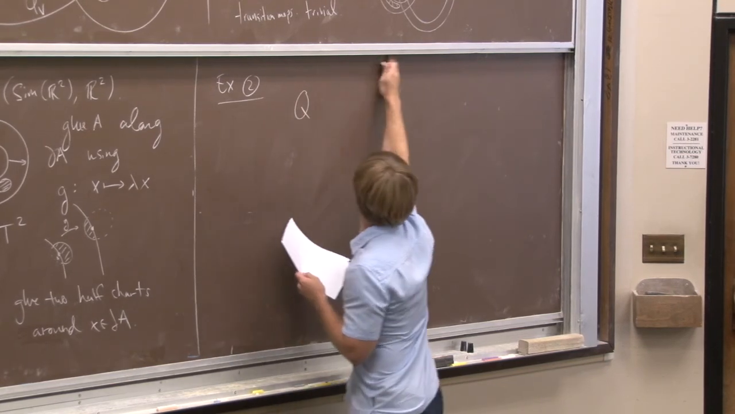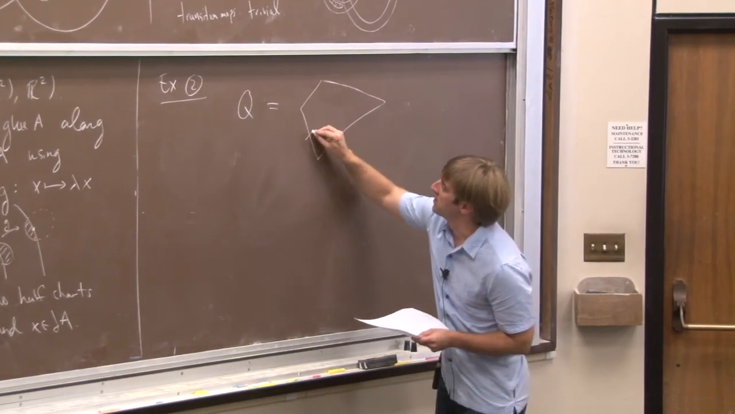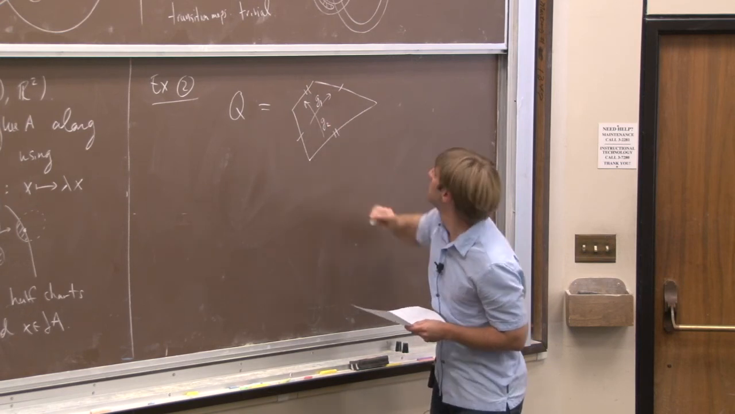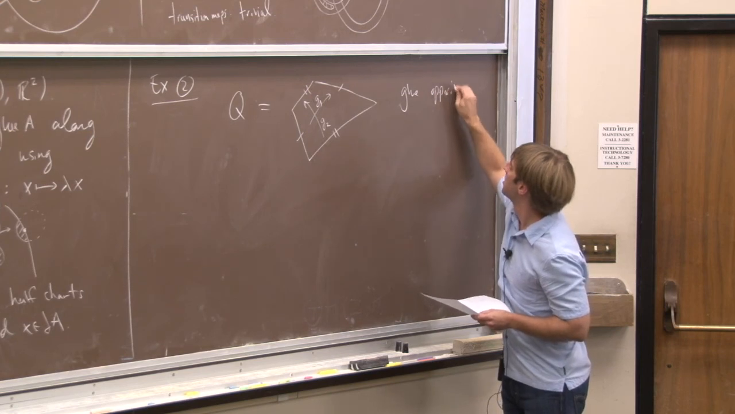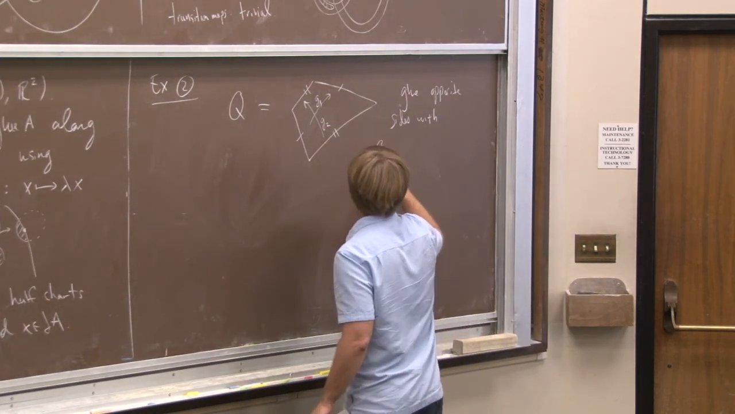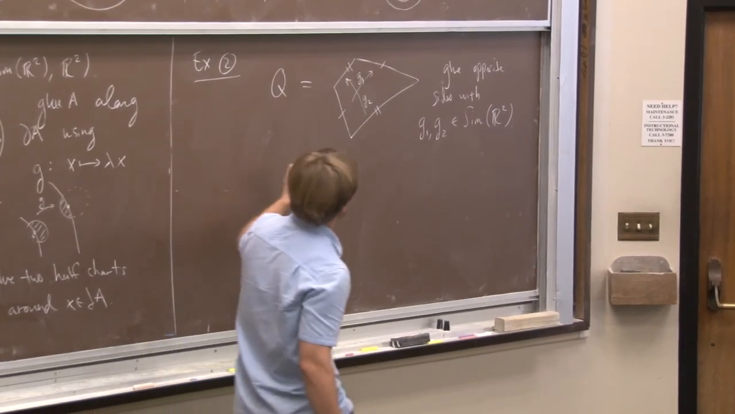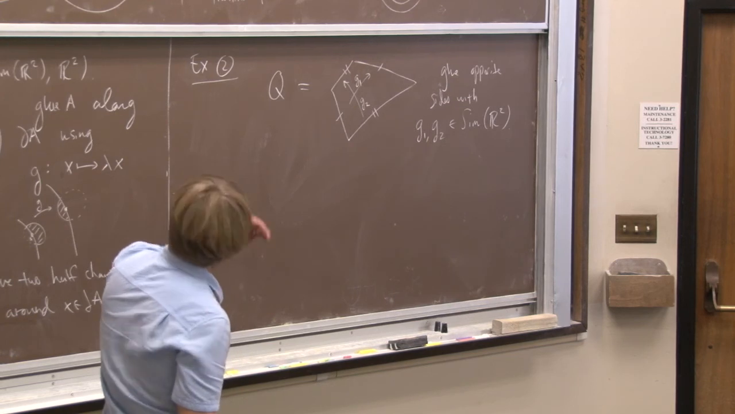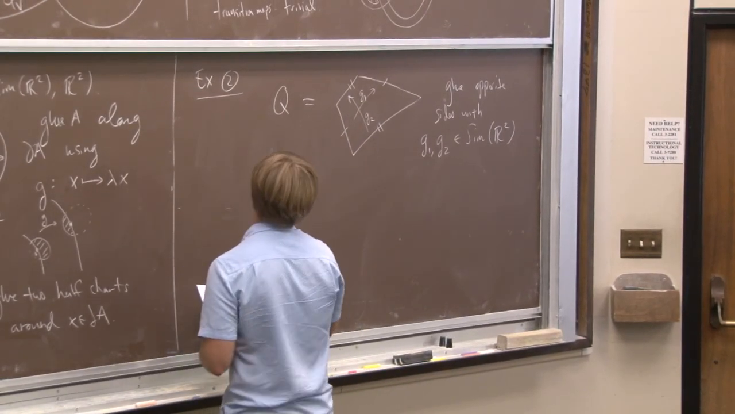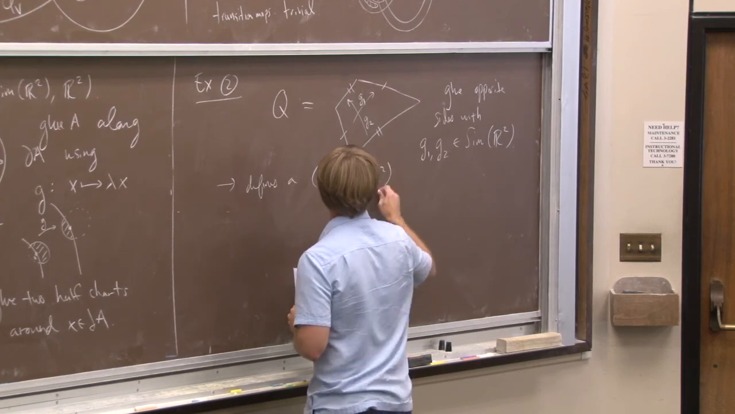So if I take a quadrilateral Q, just any quadrilateral in R^2, and I glue opposite sides with similarities, and there's a unique orientation-preserving similarity taking any line segment to any other line segment, so use the unique similarities that you can use, glue this thing together, and exercise: this defines a similarity structure on the torus.